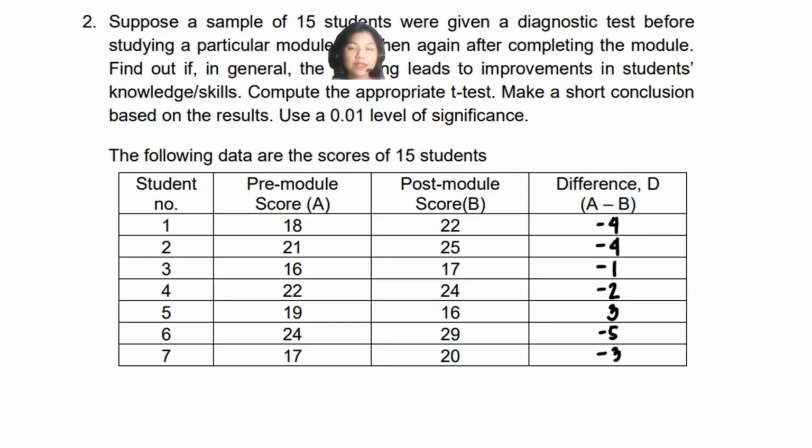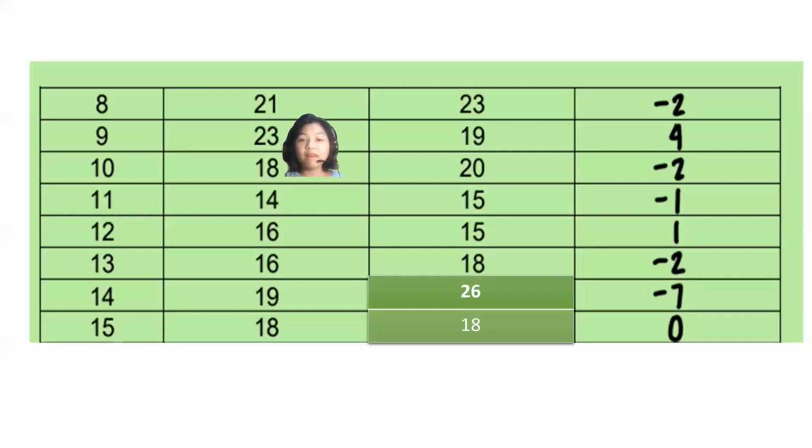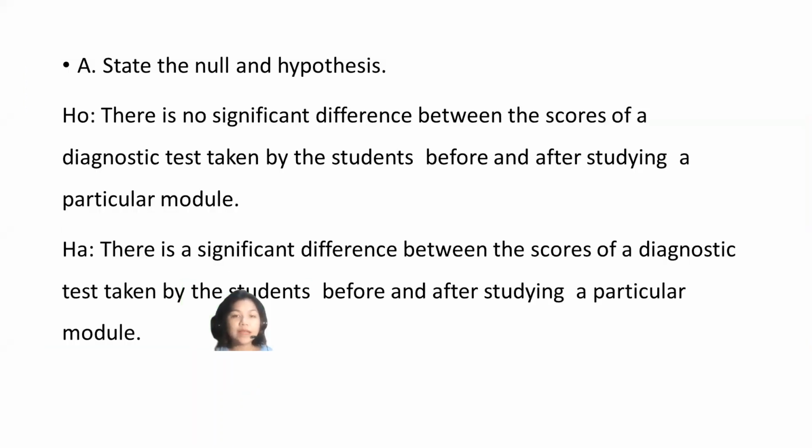18 minus 22, of course, it's negative 4. 21 minus 25, it's negative 4. 16 minus 17, it's negative 1. 22 minus 24, it's negative 2. 19 minus 16, it's 3. 24 minus 29 is negative 5. And 17 minus 20, it's negative 3. Okay. So, meron din po tayong mga values dito as continuation. So, 21 minus 23 is negative 2. Hanggang umabot po tayo dito sa huling entry po. So, next po is we need to state the null and the alternative hypothesis.